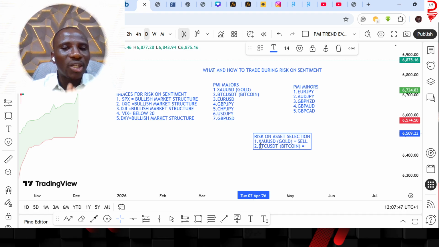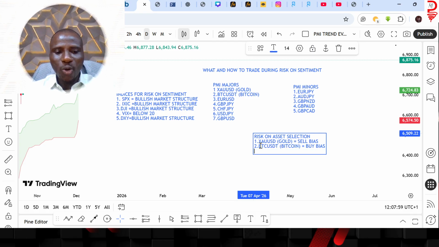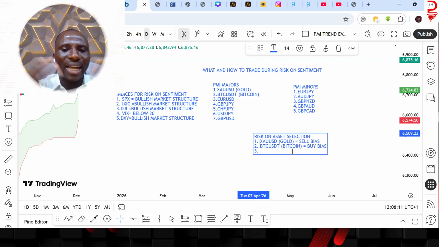When you have risk on, the buyers on Bitcoin will be buyers. For gold, we have sellers. You see that now. So when you get to any of these assets, you will not just be taking decisions blindly. You already have a narrative that is giving you a bias, so if the technical is now in line with this narrative, then you can take a position.